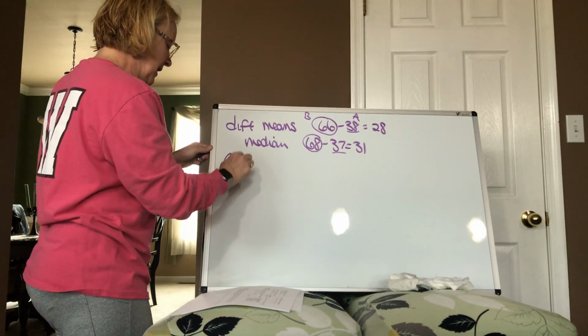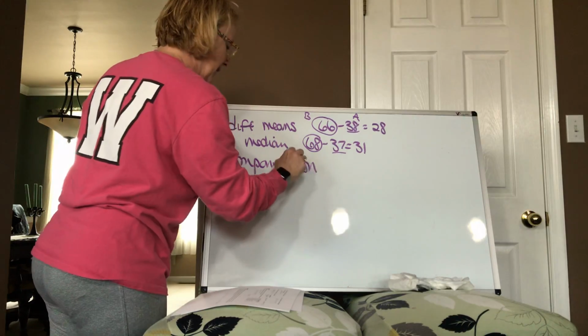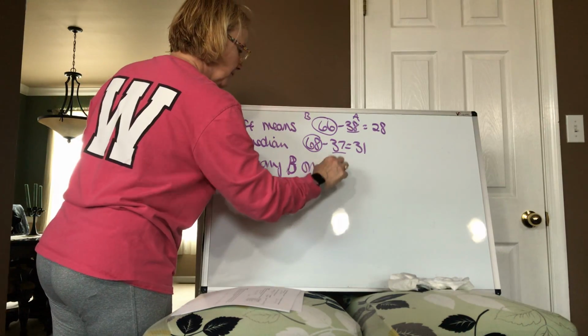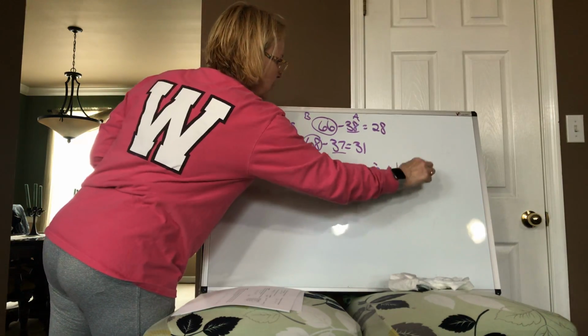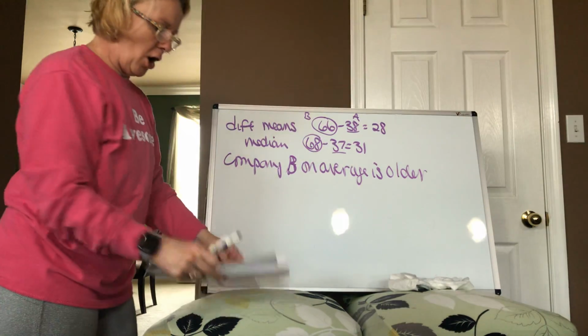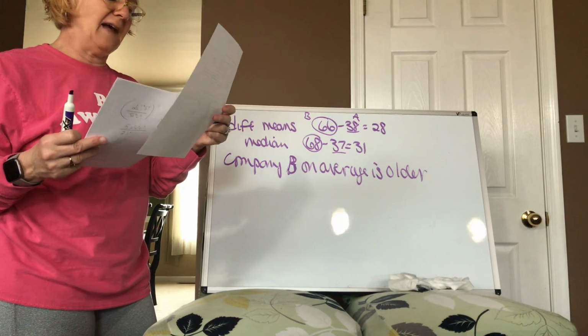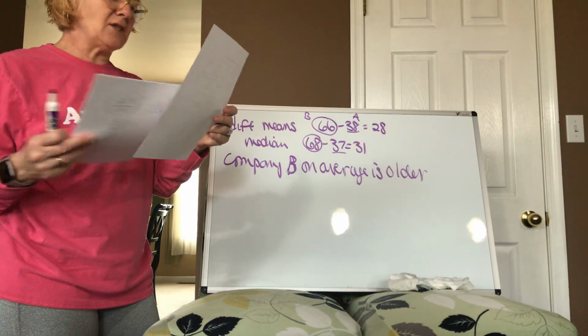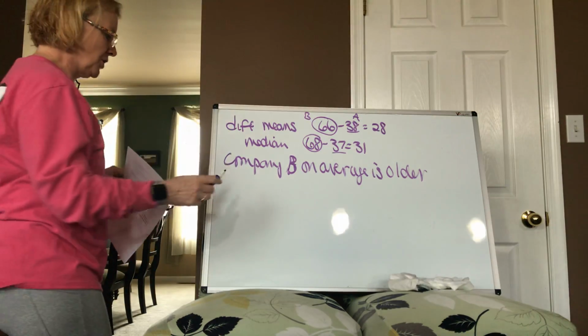So, company A, on average, or B, on average, is older. That doesn't mean every single person is older, but on average they are older. Because if you look at company A, they have somebody that's 52. That's older than 48 in company B, but on average, they're older.